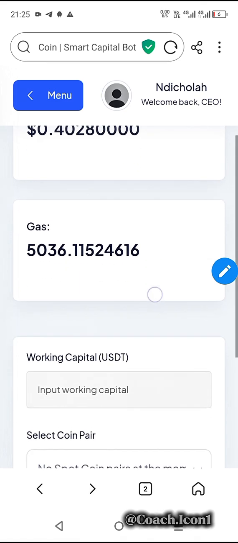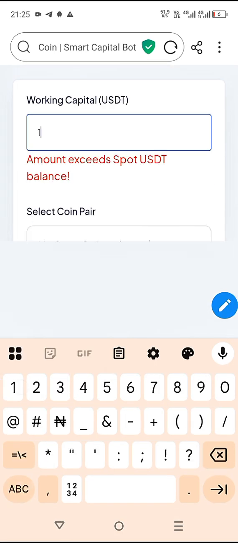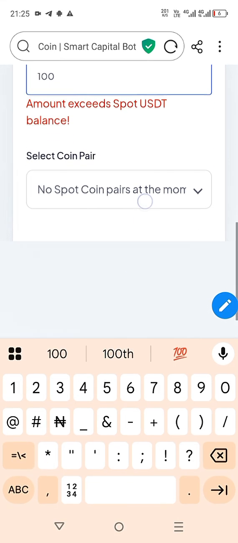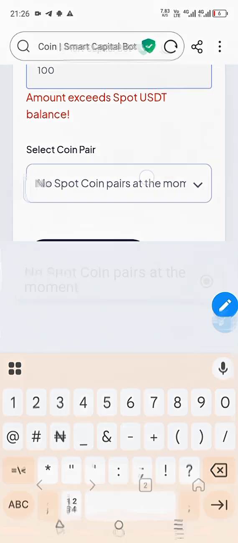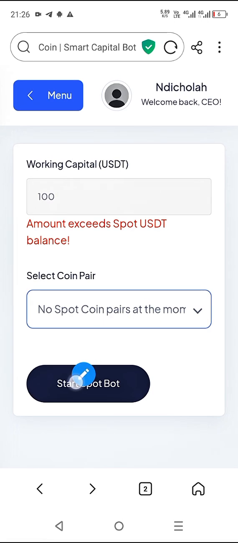So now in your working capital here, you have to input $100. Then you select a coin from the available spot signals. Let me say USTC coin, for instance. Just select USTC, then click on start.